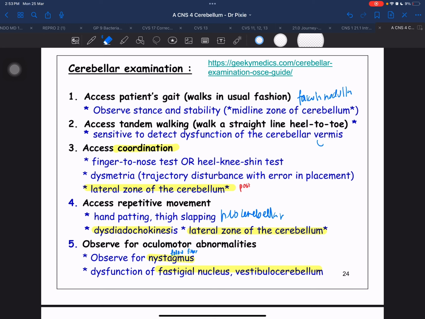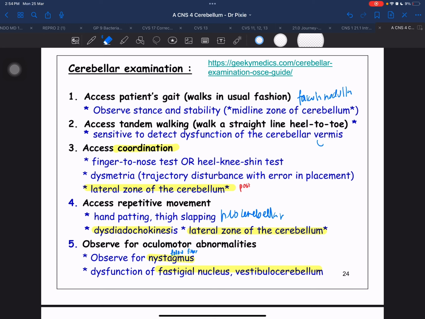Or you ask them to do repetitive movement. You know what is repetitive movement? You ask them just do this. Flip the hand, as fast as they can, repeating. Then do the other side. For a patient with cerebellar dysfunction, they will do this and then like this and they cannot flip again. So if they cannot do this, you will write on your paper. Don't say that the patient cannot do hand patting, patient cannot do thigh stepping. You make it very high class. Dysdiadochokinesia.